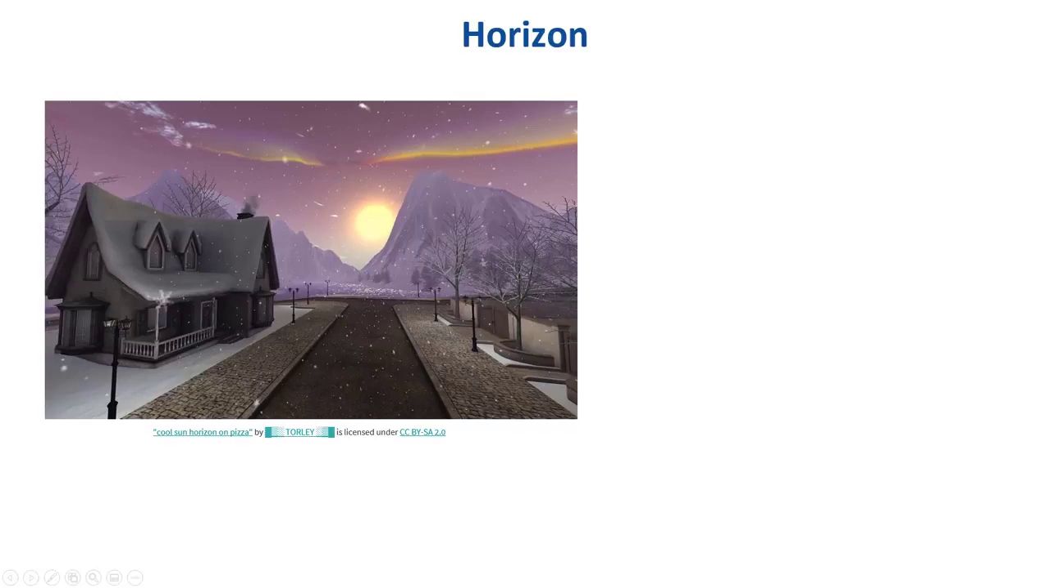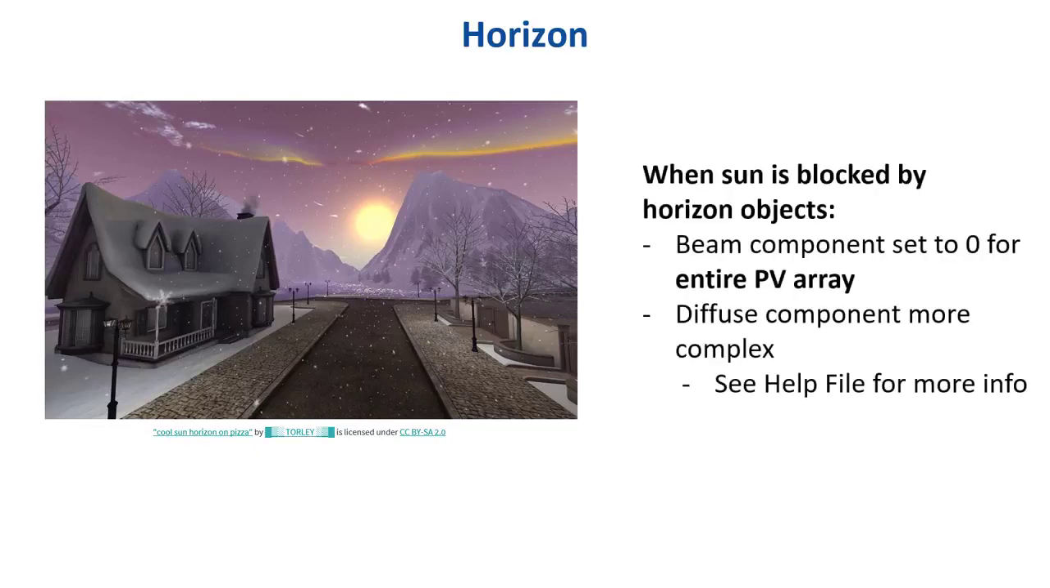PVsyst treats horizon shading by completely blocking the beam component of irradiation when the sun is behind horizon features. Horizon shading blocks direct irradiance for the entire PV system, as opposed to the near shadings, where only a part of the PV array is shaded at any time. However, there will still be diffuse irradiation even when the sun is behind a faraway mountain. You can read the help file to understand how PVsyst calculates diffuse irradiation with far shading.